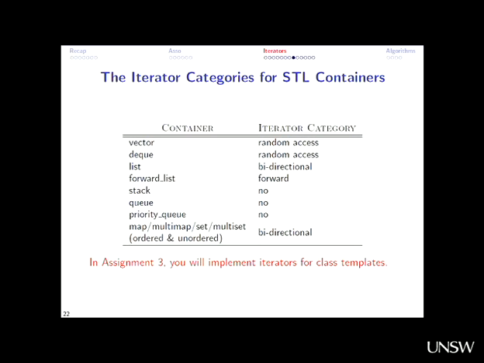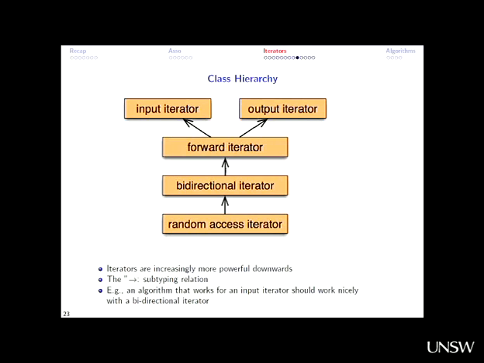And in assignment 3, you'll be asked to build your own iterator for a particular class template that you're going to build. So later on in this course, you'll be building your own iterator to go over a collection. So we looked at this slide already. There's a hierarchy that's involved. This is about to get more complex in the next couple of slides. We've got the idea. There are different iterators, and they do different things over different collections.